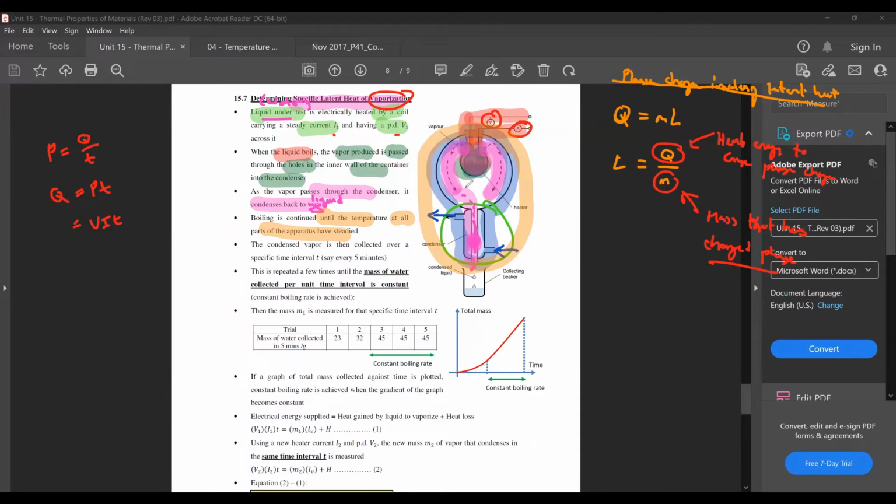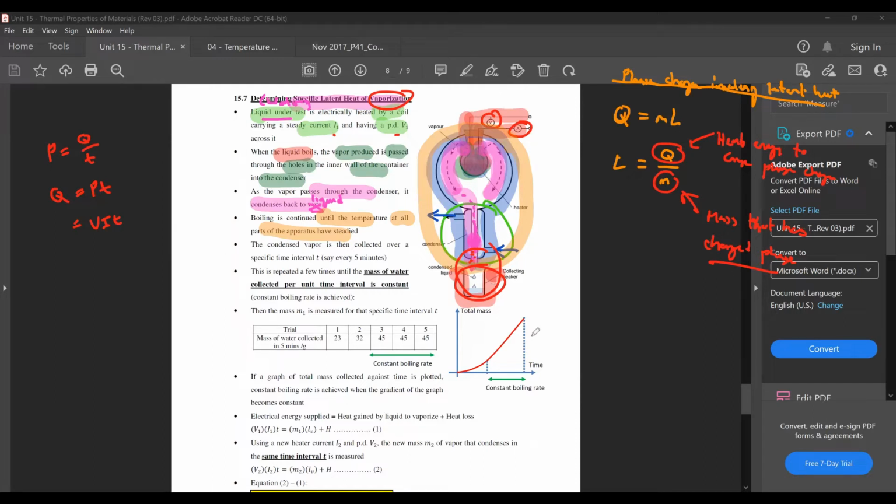Okay, so the mass of that vapor is actually the same as the mass that has condensed, which you are trying to collect over here. Okay, that's the reason why you would have a beaker right at the bottom of the condenser here, because you want to collect the condensed vapor so that you can measure the mass. That mass itself is actually the mass that has changed phase.